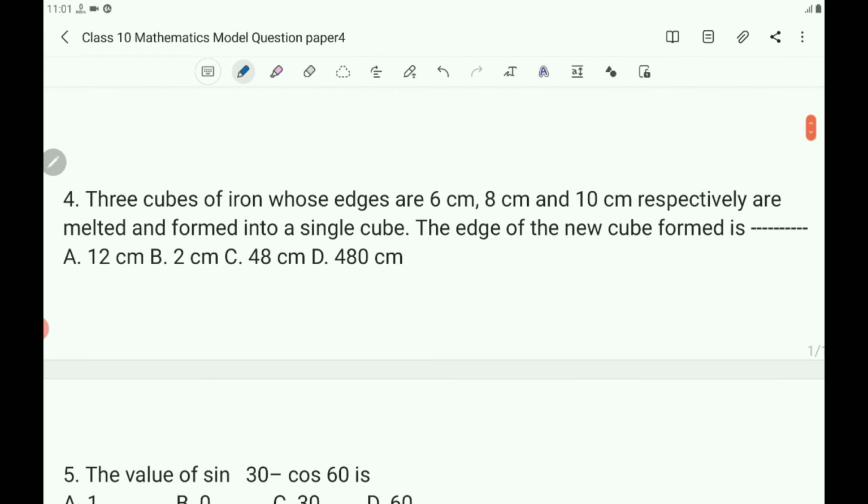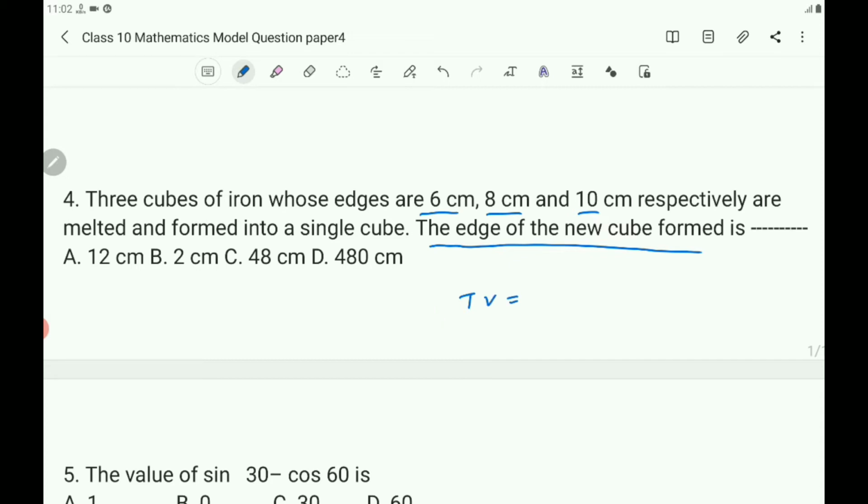Next you take the fourth question. Three cubes of iron whose edges are 6 cm, 8 cm and 10 cm respectively are melted and formed into a single cube. The edge of the new cube formed is: here we have to find the edge of the new cube. So find the total volume here.